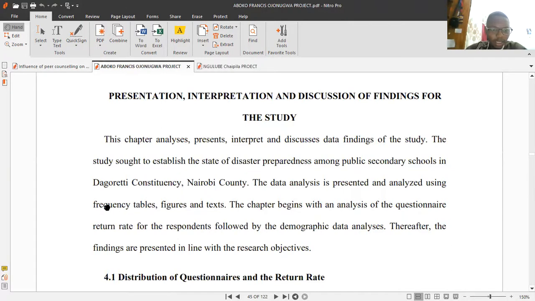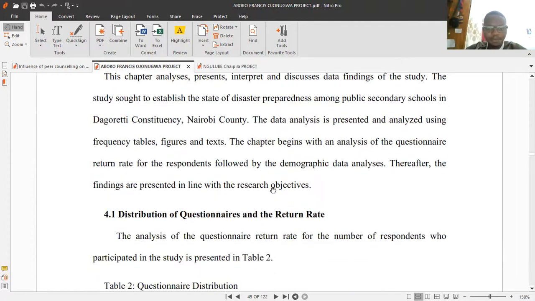So here in this chapter 4 is how you're going to present your data mainly. You're going to analyze, you're going to interpret, but how are you going to present that data to make sure that we readers are going to understand it very easily? So here it says frequency tables, figures, and tests. Which means these are the three things that we are going to find in his project.